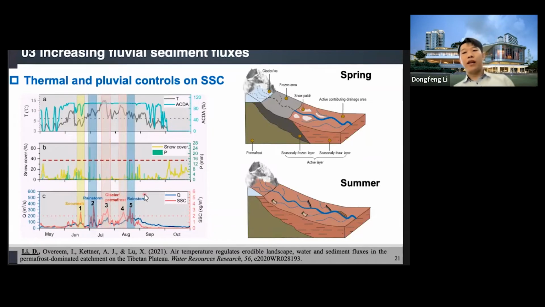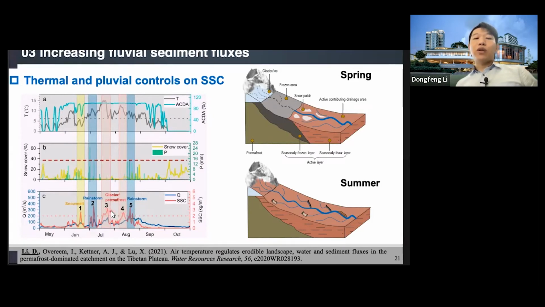And in this diagram, I want to show how the temperature and the precipitation can control the discharge and also the suspended sediment in the region. And here is a very nice daily data to show the process. For example, here I identified 5 sediment pulses, which basically means when the sediment concentration is over 2 kilograms per cubic meter. The number 1 event is a response to temperature increase driven snowmelt processes. And the number 2 and number 5 events are very typical rainstorm driven sediment events.